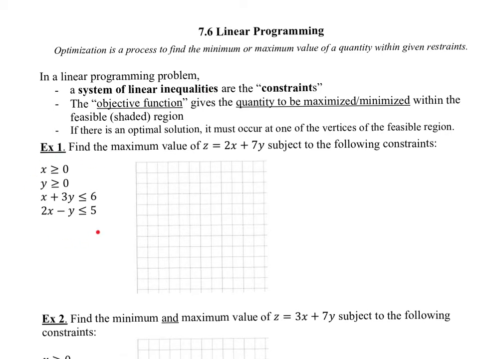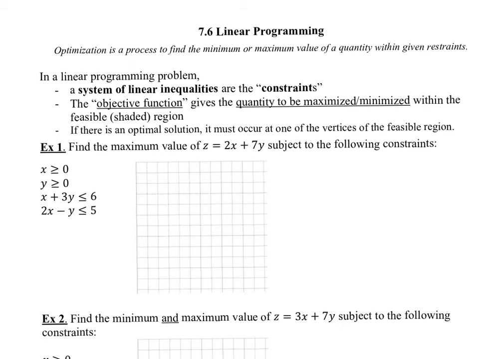So for example, these are the constraints. The objective function gives the quantity to be maximized or minimized within the feasible or shaded region. So for example, when it gives you a function to maximize in a word problem, they might have you try to maximize the profit or minimize the cost or something like that. If there is an optimal solution, it must occur at one of the vertices of the feasible region.